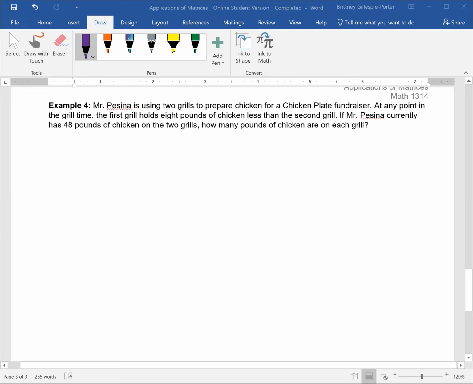It says Mr. Pacina is using 2 grills to prepare chicken for a chicken plate fundraiser.